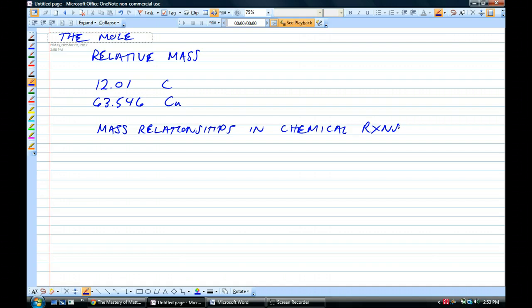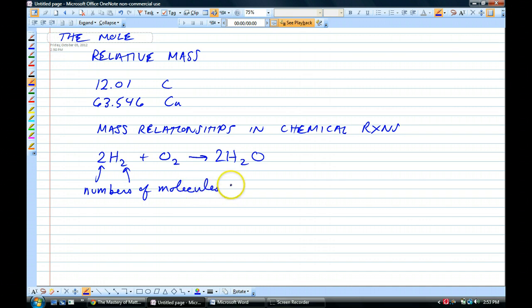And so we need to be able to work with masses, and chemical reactions happen though in terms of atoms. So you might take a reaction like this, and all of these numbers here, the coefficients and the subscripts, refer to numbers of molecules and atoms, not to masses. So these numbers refer to molecules and atoms, not grams. And so we've got a problem then.